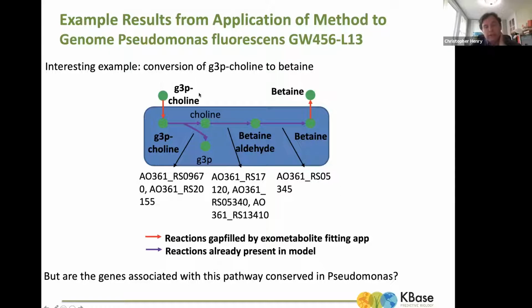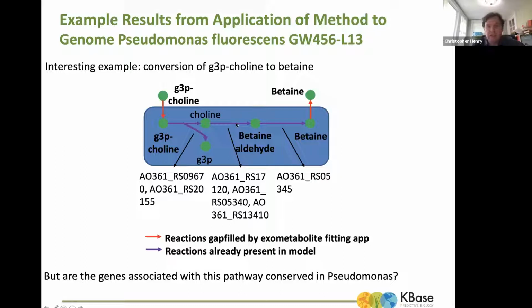The really nice story here is I was expecting when we did the exometabolite that the input metabolites would mostly be things that are food sources, things that go to biomass. And the output metabolites would mostly be like byproducts. And I really liked this story in particular because one of the input metabolites to this Pseudomonas was G3P choline, and the output was betaine, and it was actually no connection to the biomass. So I love exometabolite data because it activates pathways that normally wouldn't be activated by flux balance analysis, which tends to focus on biomass production.